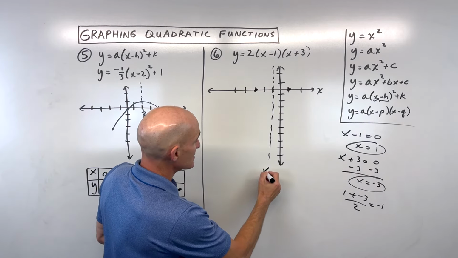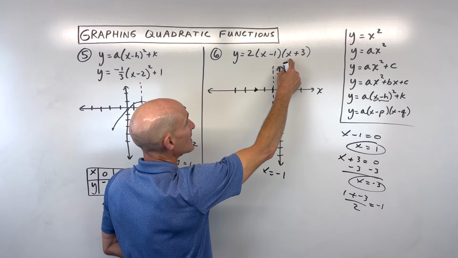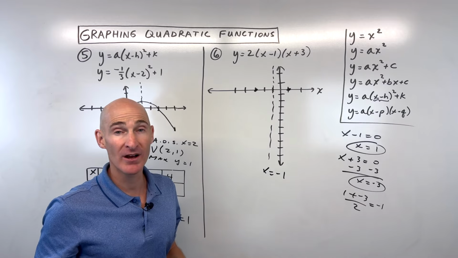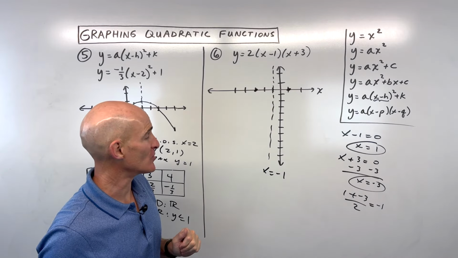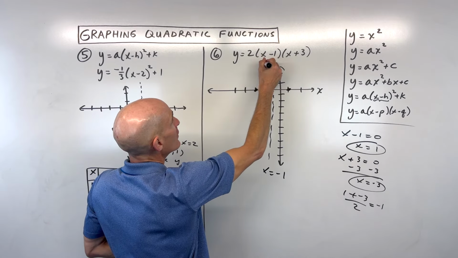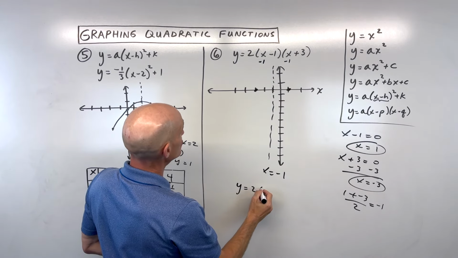So that's our axis of symmetry, x equals negative 1. Now by plugging the negative 1 back in for x, we can find the y coordinate of the vertex. Remember, the vertex is always on that axis of symmetry. So let's go ahead and plug in negative 1 for x. That's going to give us y equals 2.